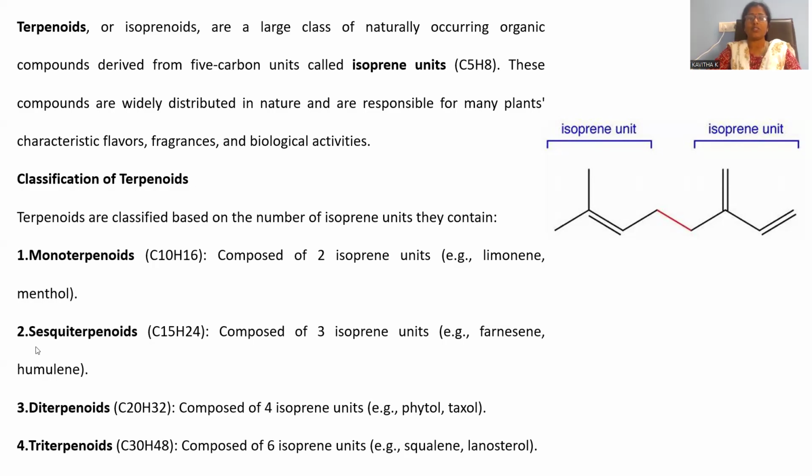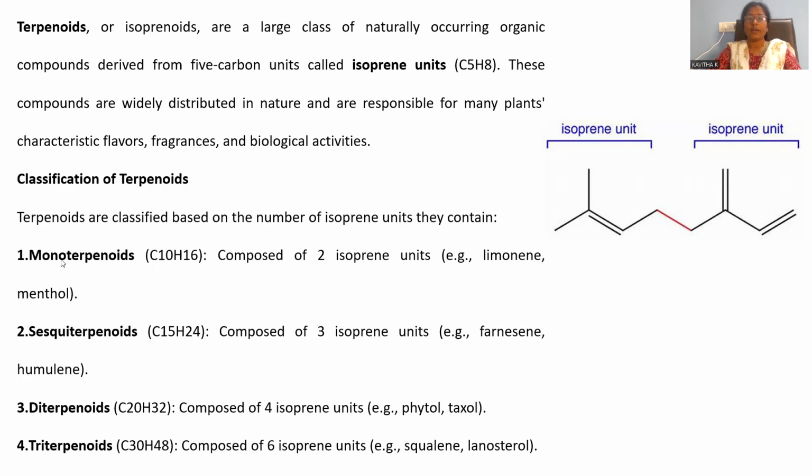Both belong to monoterpenes. Sesquiterpene is C15H24. C15 is composed of how many isoprene units? Three isoprene units. If you combine them, that will become C15. So three isoprene units are required for the category sesquiterpenes. Examples under this category will be farnesene and humulene. These two examples are part of sesquiterpenes, and let's go with another, diterpene.